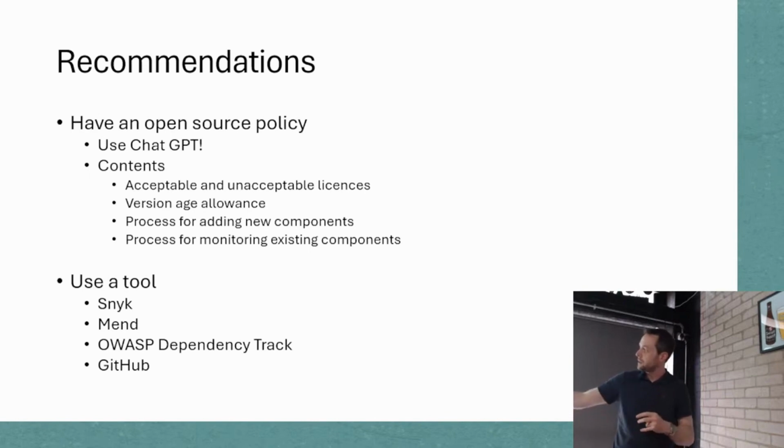Use a tool. So I'm going to demo OWASP Dependency-Track at the end of this, but Snyk have a free version and a paid version. Mend, I don't think they have a free version, but they do all sorts of stuff. OWASP Dependency-Track is free. GitHub obviously has loads of plugins now that you can use within your repository for checking this sort of stuff. It's pretty straightforward to set this up. If you've got a deployment pipeline, stick one of these in it and away you go.